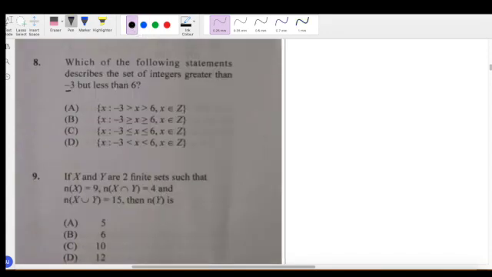Which of the following statements describe the set of integers greater than -3 but less than 6? So be careful with the signs. First of all, the signs are not like this. So there's not A. You can see B and C all include this equal sign here. Well, first of all, the signs are not like that, right? The signs are like this. But they do have the equal sign because they say nothing about -3 or 6 being included in that. They said greater than -3, less than 6. The answer is D.